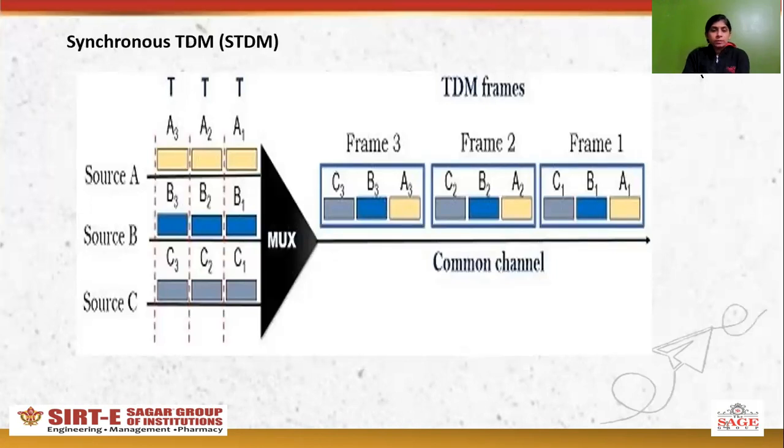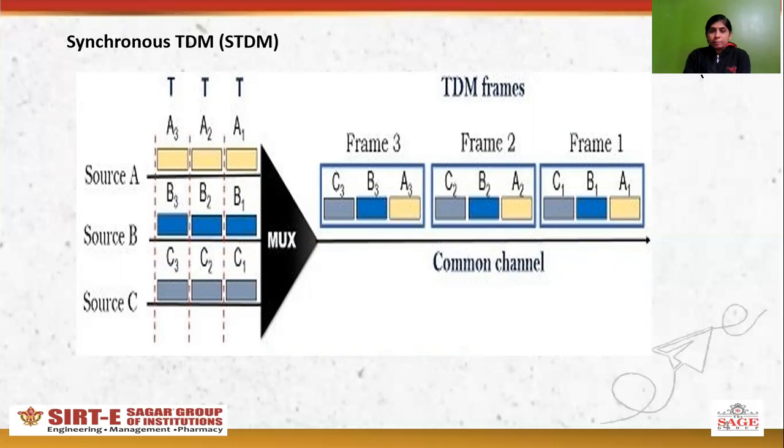As we discussed in the previous slide, time division multiplexing is divided into two types: synchronous time division multiplexing and asynchronous time division multiplexing. Here is the diagram of synchronous time division multiplexing. We have taken an example having three sources: source A, source B, and source C. A1, A2, A3 are the data of source A. B1, B2, B3 are the data of source B, and C1, C2, C3 are the data of source C. Here, the TDM frames are there. Three frames: frame 1, frame 2, and frame 3.